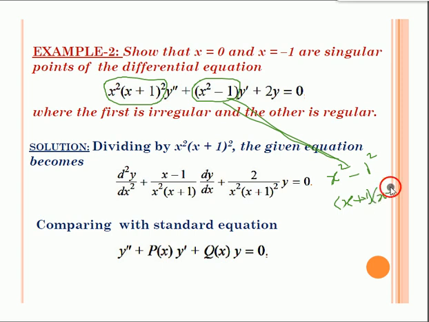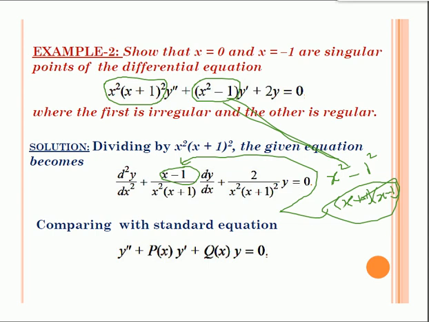So instead of writing x square minus 1, I wrote directly (x plus 1) into (x minus 1) in this term. Out of x plus 1 and x minus 1, as I am dividing by x square multiplied by (x plus 1) whole square, the x plus 1 term is cancelled and only the x minus 1 term remains. Then go to the next term, that is 2 divided by x square into (x plus 1) whole square, into y is equal to 0.